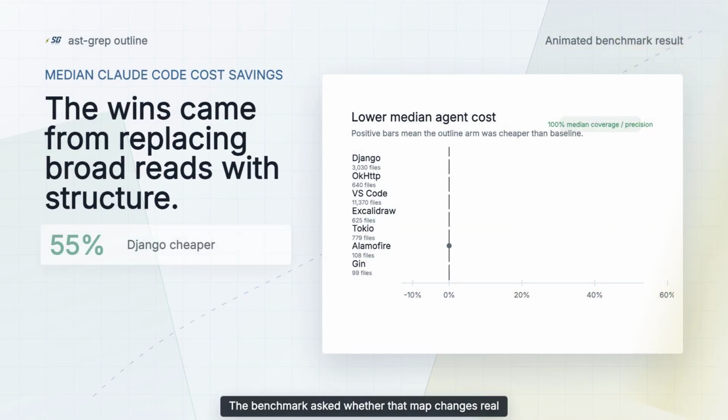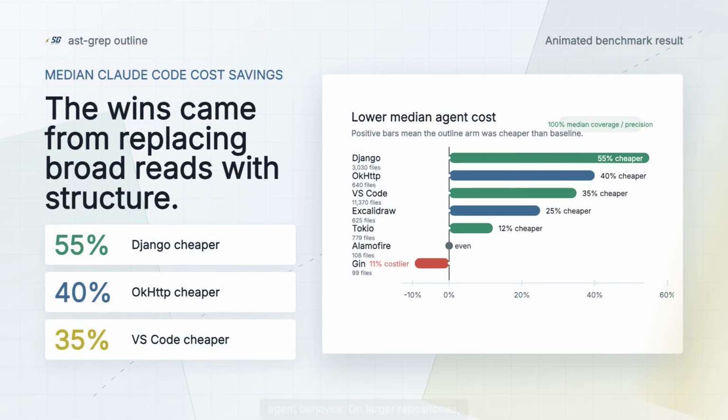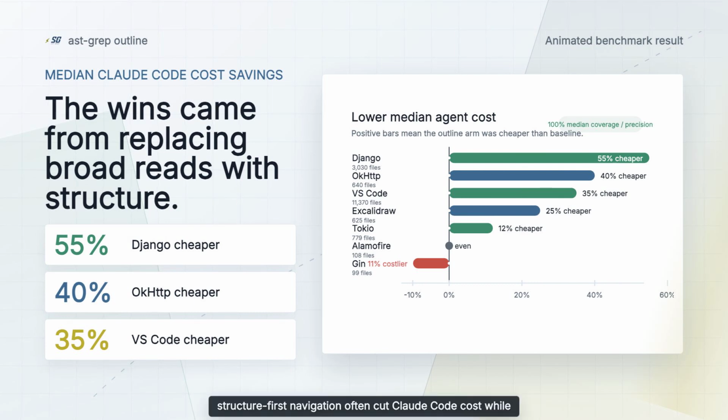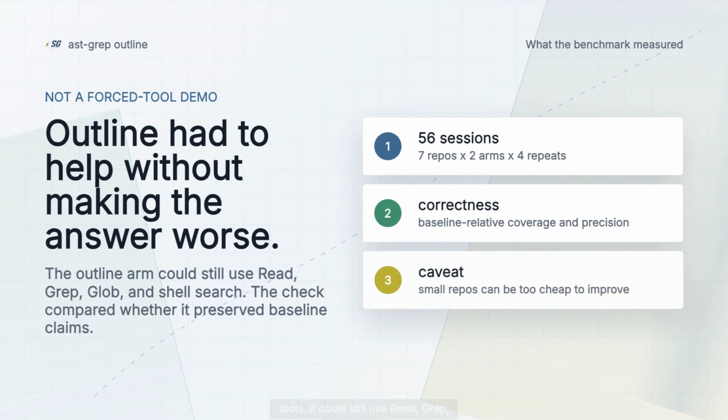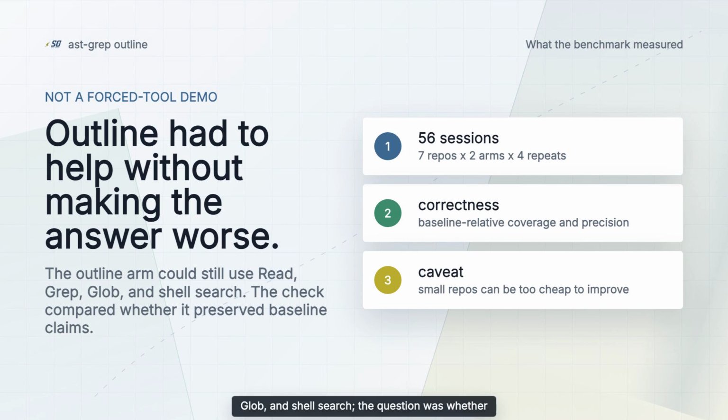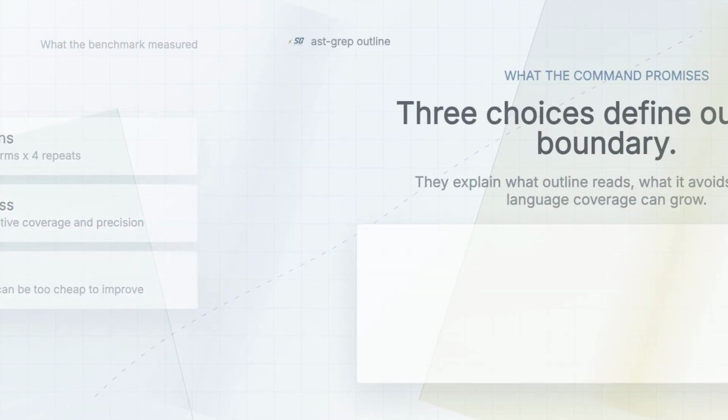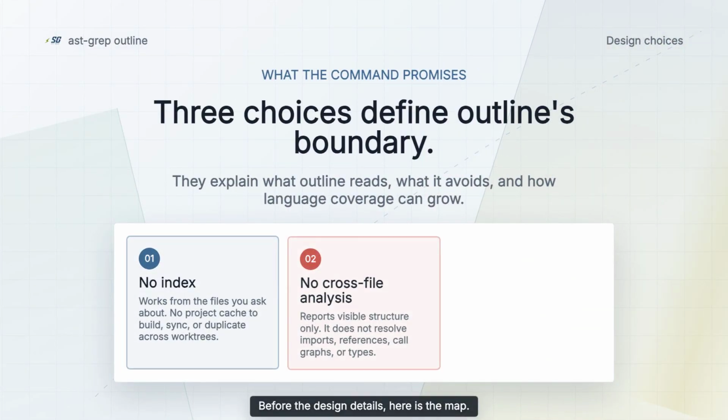The benchmark asks whether that map changes real agent behavior. On larger repositories, structure-first navigation often cut Claude Code cost while preserving baseline relative correctness. The outline arm was not protected from normal tools. It could still use read, grep, glob, and shell search. The question was whether outline improved the route, not whether it replaced evidence. Before the design details, here is the map.